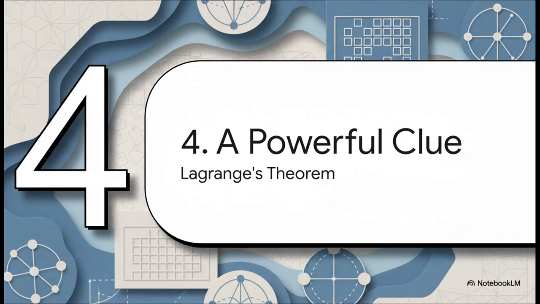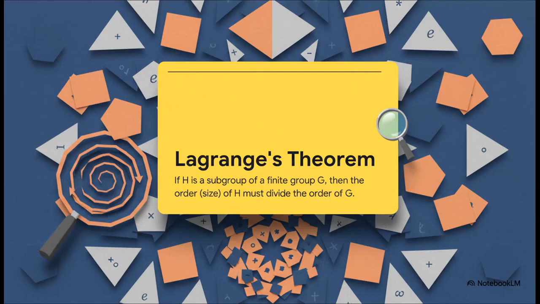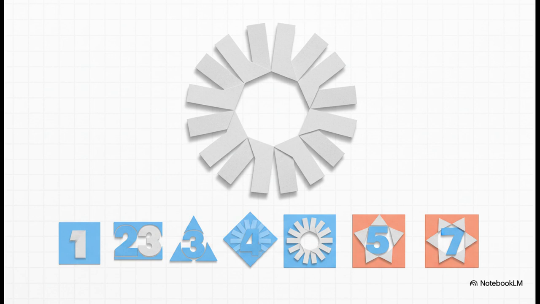Okay, so now we can identify groups. This is where we get to the first really major breakthrough in this whole field, a super powerful numerical rule that governs the structure of all finite groups, discovered by the brilliant Joseph Louis Lagrange. Lagrange's theorem is just stunning in its simplicity and its power. It says that if you have a finite group and you find a smaller group that's living inside of it, we call that a subgroup, then the size of that little subgroup has to evenly divide the size of the bigger group. No exceptions.